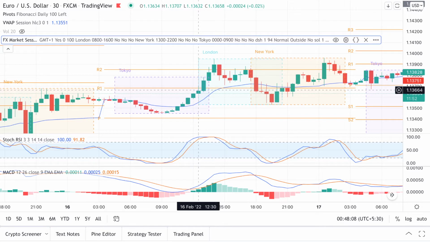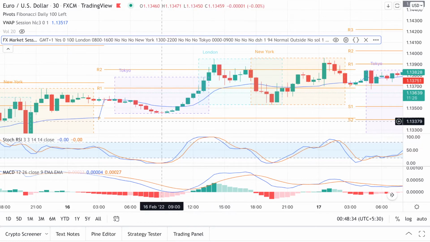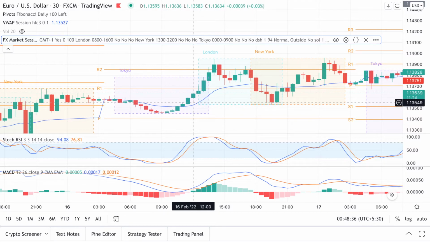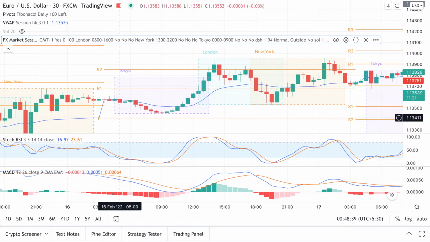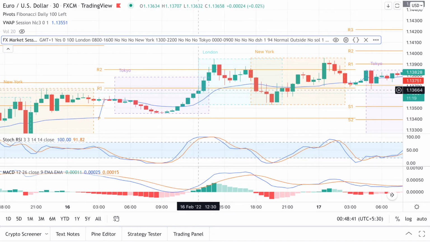If both conditions are satisfied, then you just have to check if the Stochastic RSI blue line is above the orange line, and if the MACD blue line is above the orange line. Sometimes only one of them satisfies the condition, and that's fine. But at least one of them should satisfy the condition, and price should be above pivot and VWAP. Then you can take the trade.